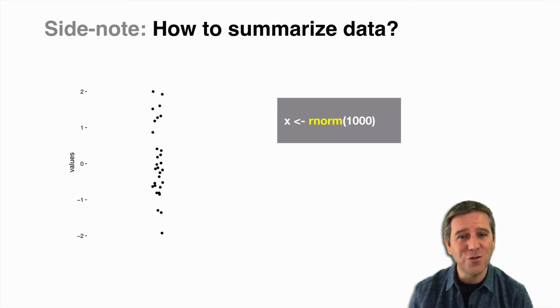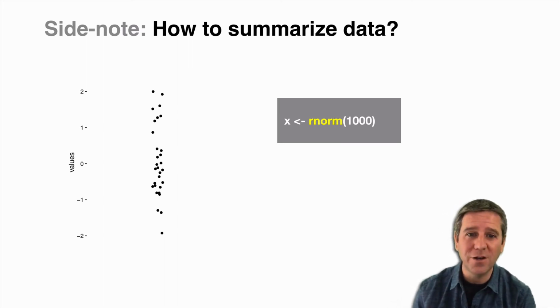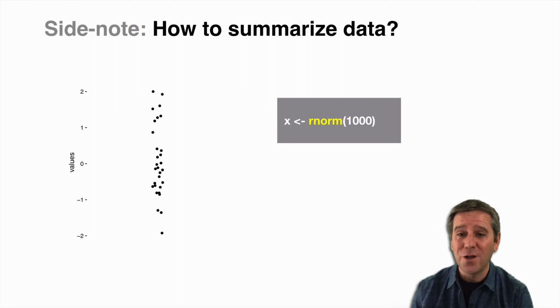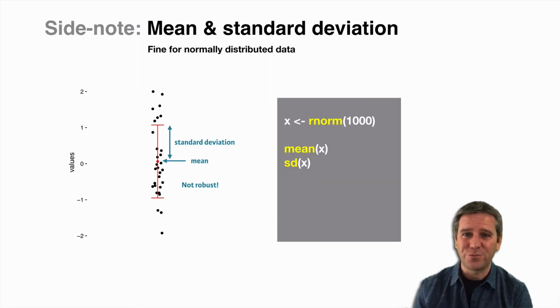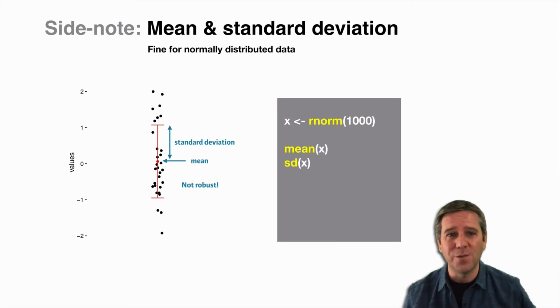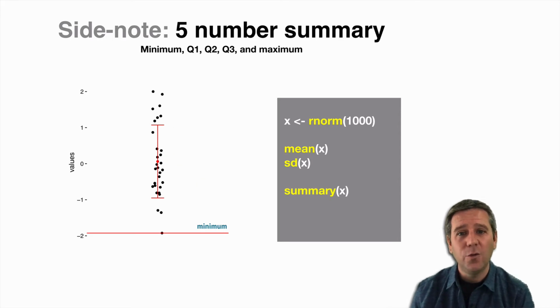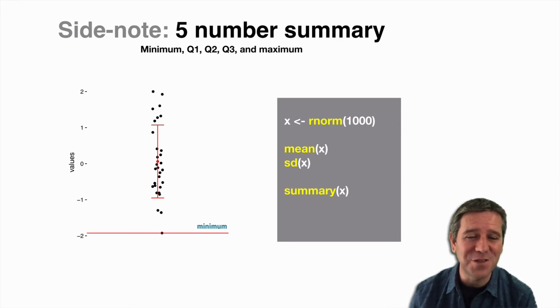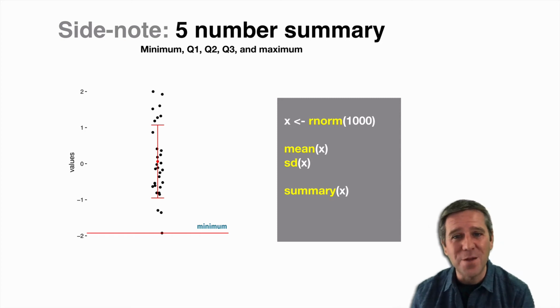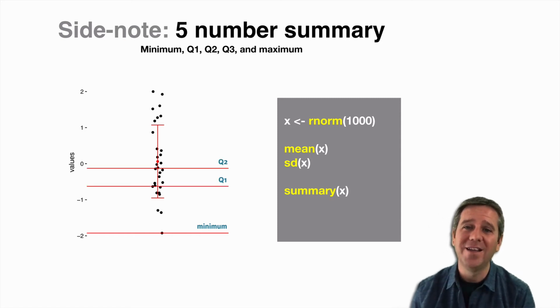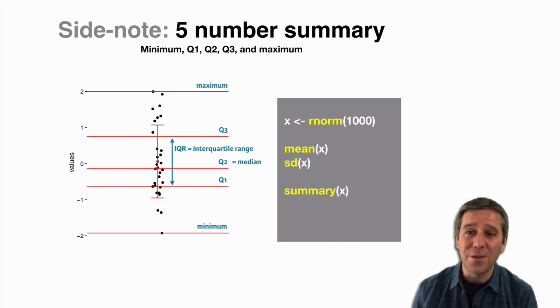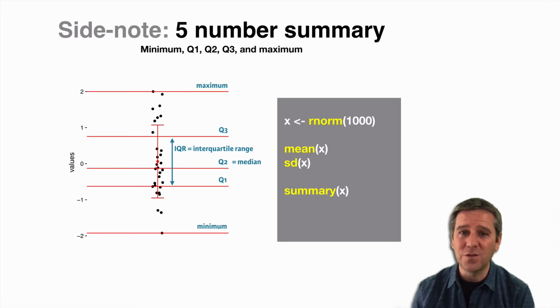You can and should check out the help page of the rnorm function to find out more about how it works. Once you've done that, you can calculate some standard summary statistics that are fine for normally distributed data, such as the mean and the standard deviation as shown here. We can also calculate so-called summary statistics with the summary function. This will give us the minimum, the first quartile, the second quartile, also known as the median, of course, the third quartile, and the maximum values from our distribution of data.